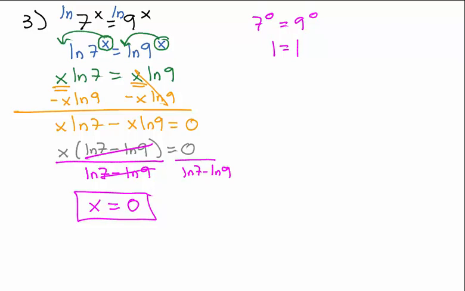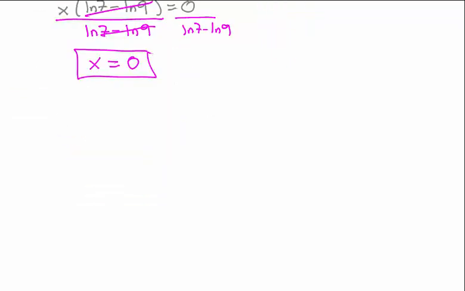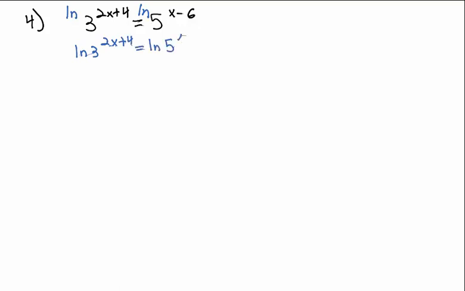But it was a real nice exercise to go through all that to set up our last example. These make great test type problems. 3 to the 2x plus 4 equals 5 to the x minus 6. Again, we want to get the variable out of the exponent. We cannot get the same base on both sides. So we'll solve by taking the natural log of both sides. Gives us the natural log of 3 to the 2x plus 4 equals the natural log of 5 to the x minus 6.